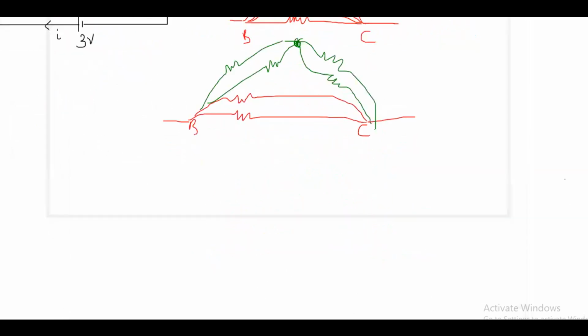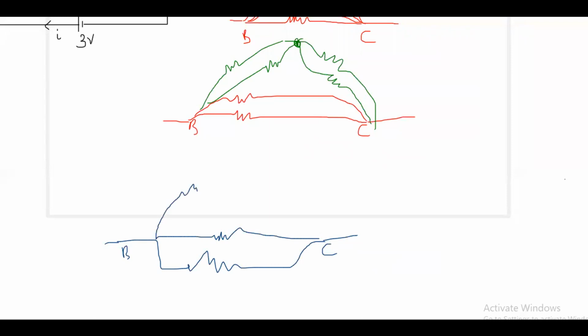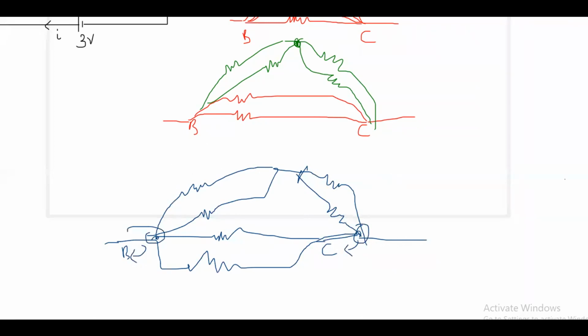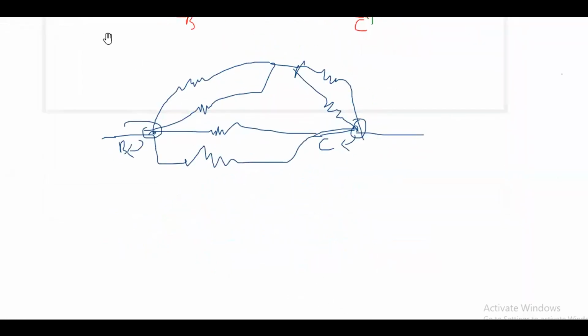Let's draw. Here is B again and here is C again. There are 2 parallel combinations of 3 ohm resistances. There is one parallel combination involving 2 resistances of 3 ohms, and something like this. Here there is another 3 ohm and here there is another 3 ohm. All these are meeting at this point, which is C, and this point is B. Now I am drawing the final, most simplified diagram that can be drawn.